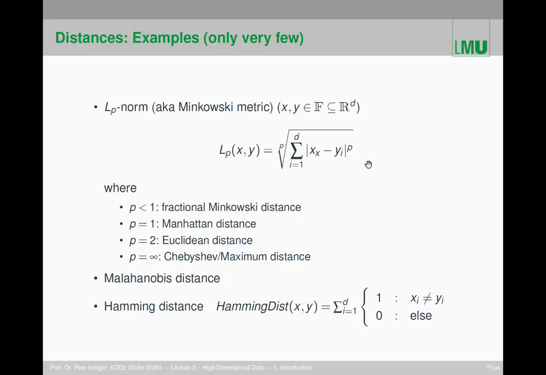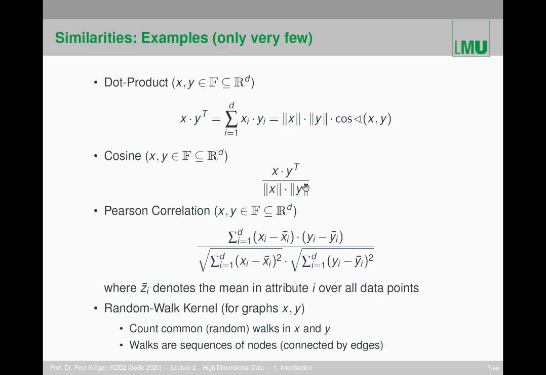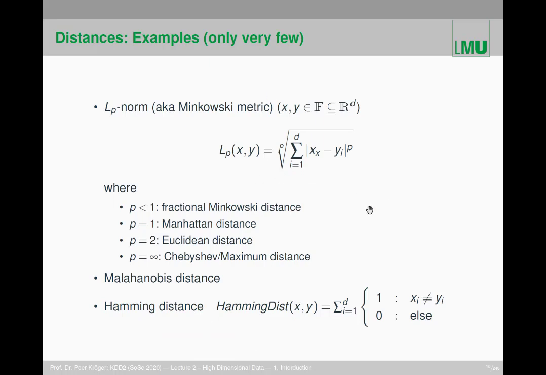The Mahalanobis distance, which is more or less the Lp norm plus a similarity matrix, is of course also a distance measure. The Hamming distance for categorical features, where you just count the number of disagreements in each feature, is also of course a distance measure. So once again, please take care about the difference between similarity measures and distance measures.